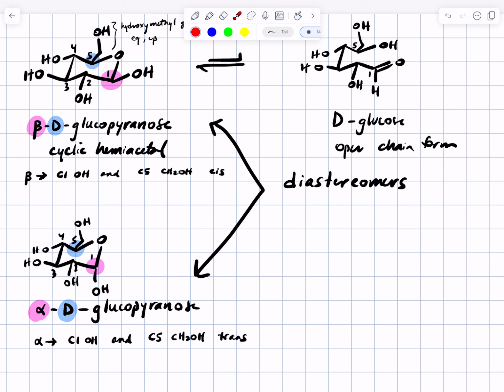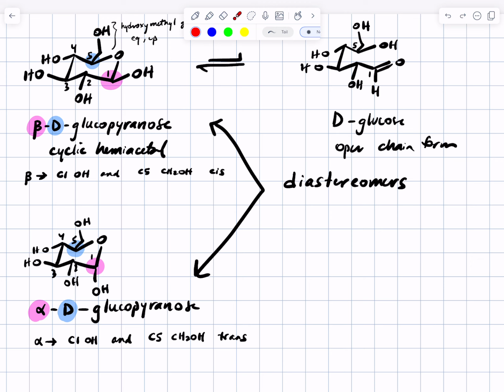What's the difference between a diastereomer and a constitutional isomer? Diastereomers have the exact same connectivity, and constitutional isomers would have different connectivity. In other words, if I moved this oxygen over to make an ether there and a CH3 group there, that would be a constitutional isomer, totally different molecule.